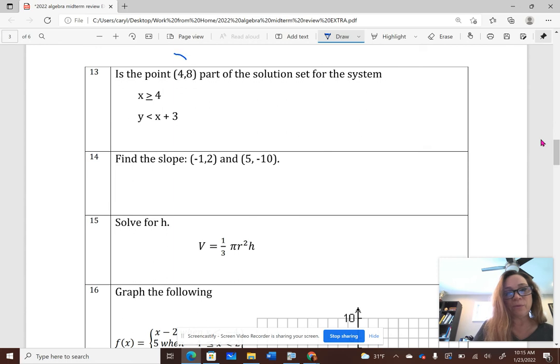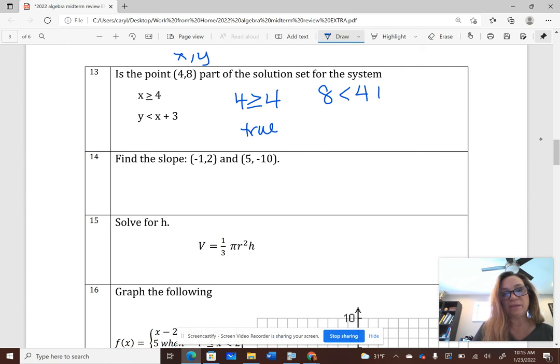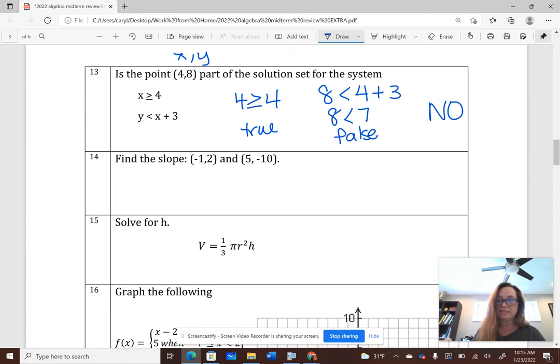Every point is x comma y, so I'm going to substitute, and that's true. So 8 is less than 4 plus 3. 8 is not less than 7, so that's false. Remember, for the system to be true, it has to be all true. So this would be a no because it's not all true.